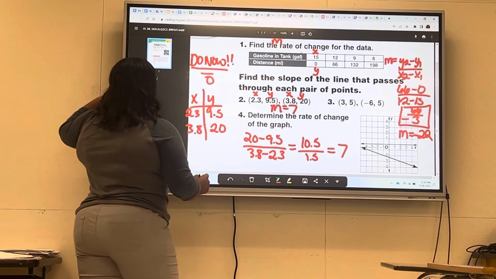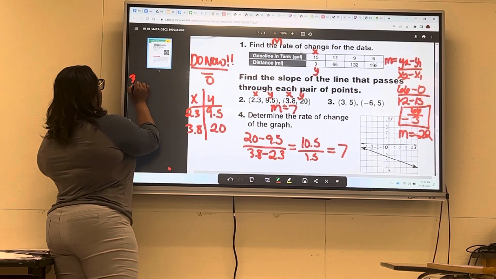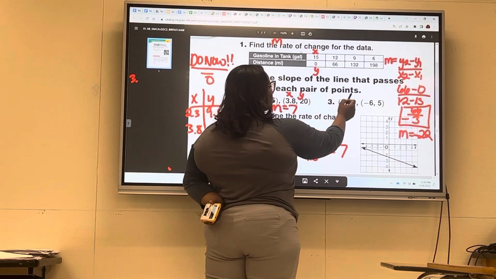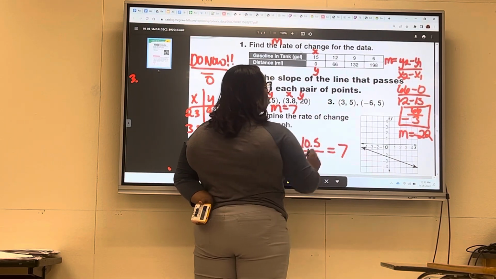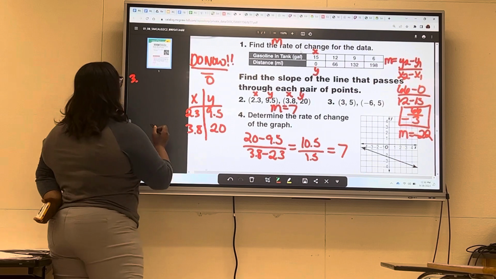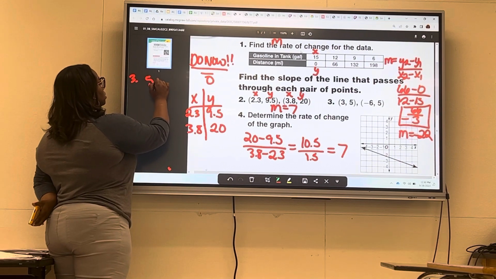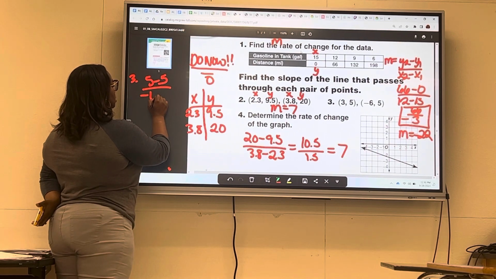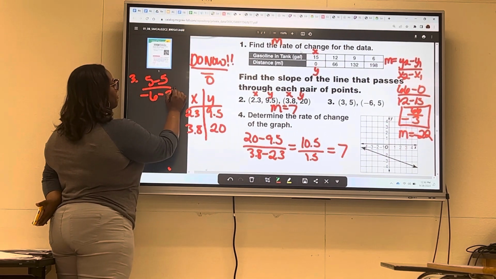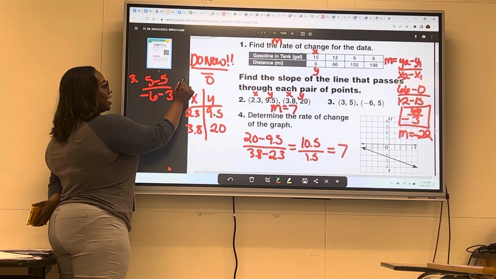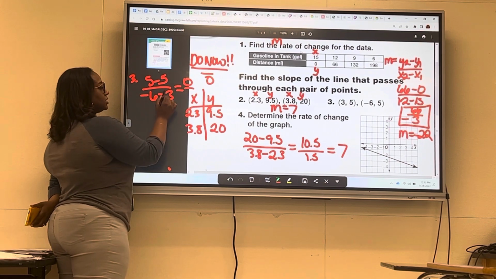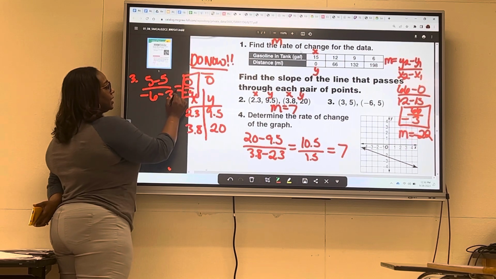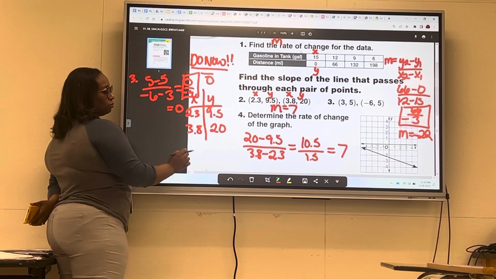I'm gonna work it over here. Number 3. Alright? So same thing here. You can label your x1, y1, x2, y2. 5 minus 5 is the y value over -6, take away 3. 5 minus 5 is 0. -6 minus 3 is -9. 0 divided by anything equals 0.